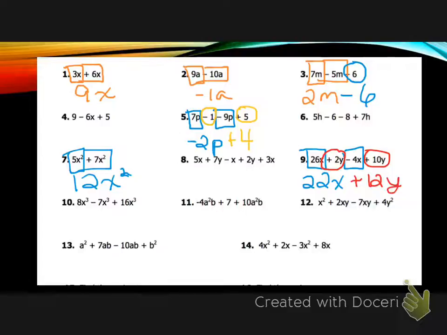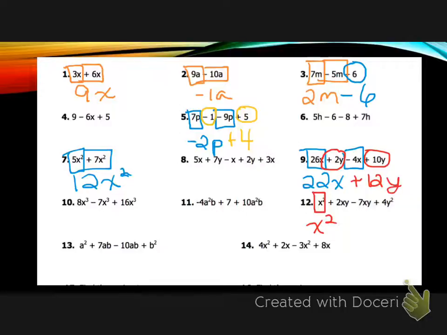You can only combine the terms that are exactly the same. Let's look at number 12 here. That one looks a little more complicated. We've got an x squared. Oh, that looks like the only x squared term, so we're just going to write x squared.